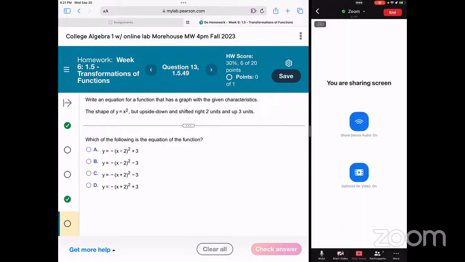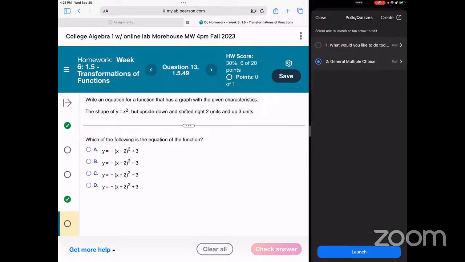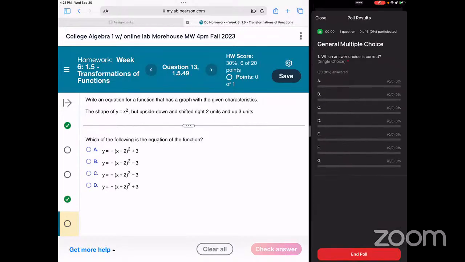Let's launch. Okay. So this one says, write an equation for the function that has the graph of the given characteristics. The base function is a parabola, but it's up 3 units. So which of these options capture that between A, B, C, and D? Let's read through this one more time. So it has the shape of y equals x squared, so it's a U-shaped curve.